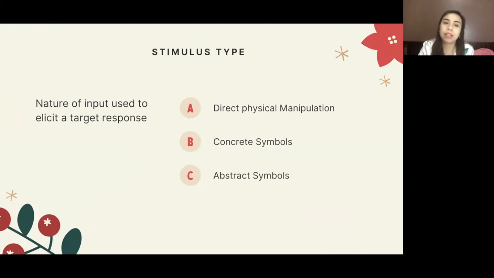For concrete symbols, you have to choose also what you are using to stimulate their responses. It could be real objects, it could be pictures, cartoonized pictures versus real pictures, black and white line drawings. Also, we have abstract symbols. So if you're giving the stimulus orally, or if you show them or you write it down, this is the stimulus type.